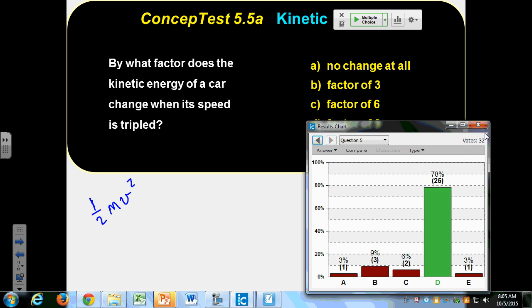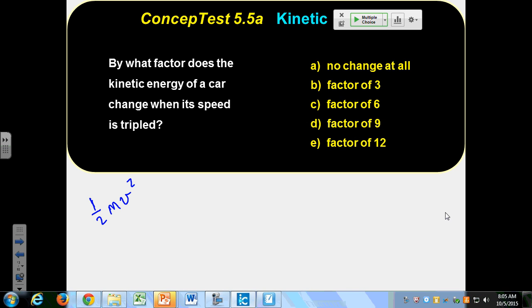Awesome, D is the right answer. If I triple the speed, then I increase the kinetic energy by a factor of 9 because of that quadratic term, the speed is squared.